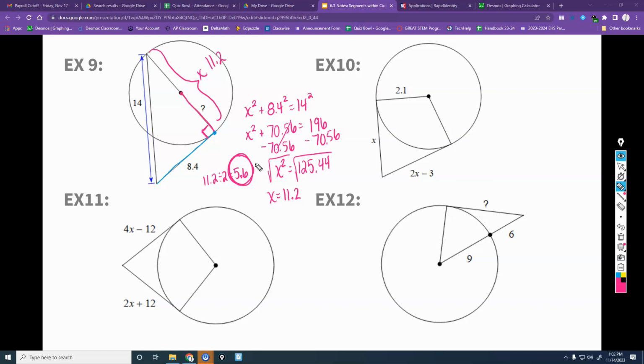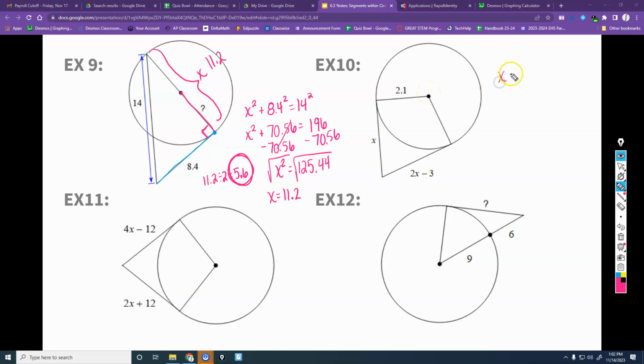Okay, let's look at 10. I've got two tangents. So what do I know whenever I have two tangents? We just marked it on that last one. What do I know about these two tangent lines right here? They're equal. So that 2.1 is really a distractor there.